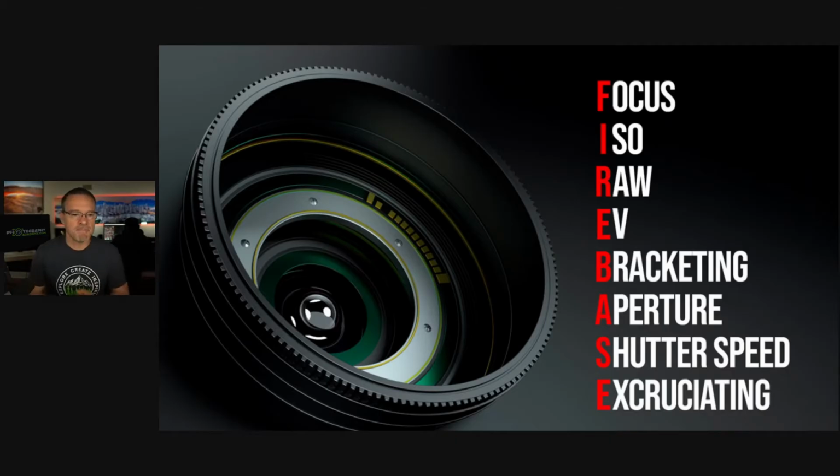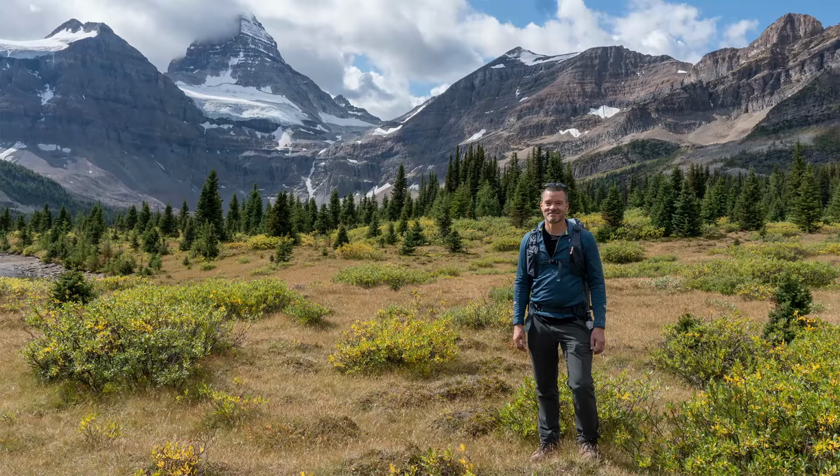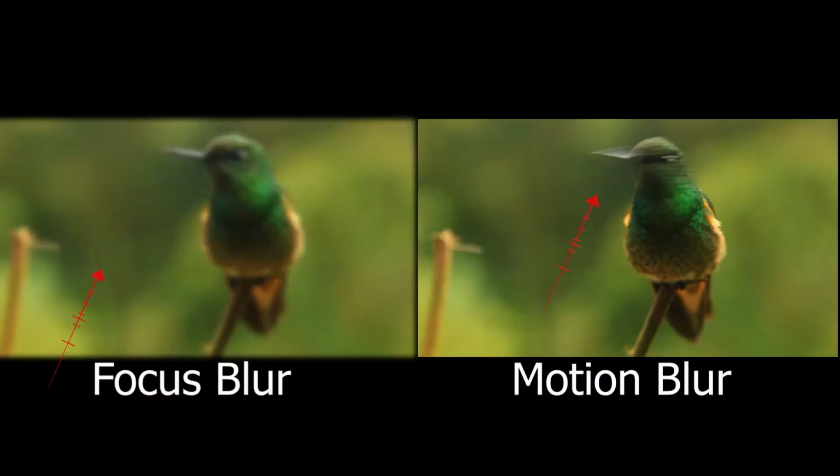So the F stands for focus. And do you remember there were only two goals with your camera settings? The first goal is to have a photo that's sharp and doesn't have any motion blur. And it's also sharp with no focus blur. So focus blur is different from motion blur. All right, you got to keep them separated.